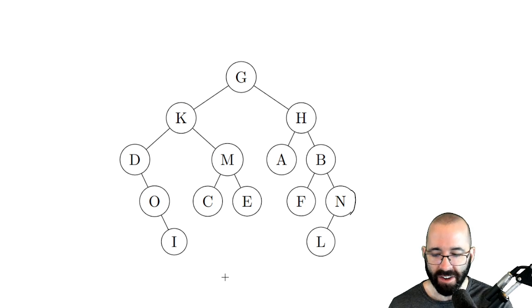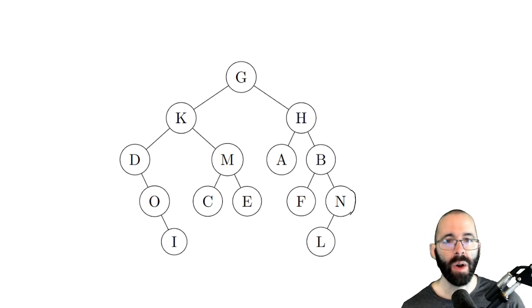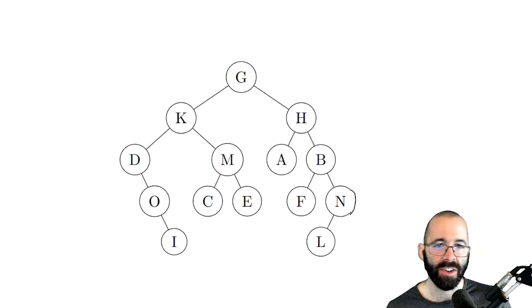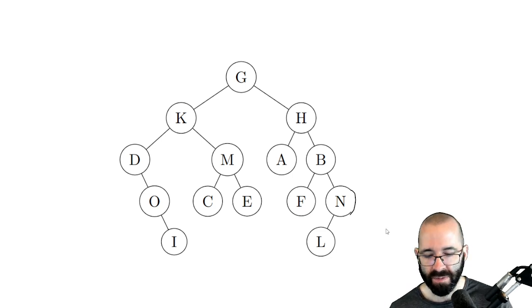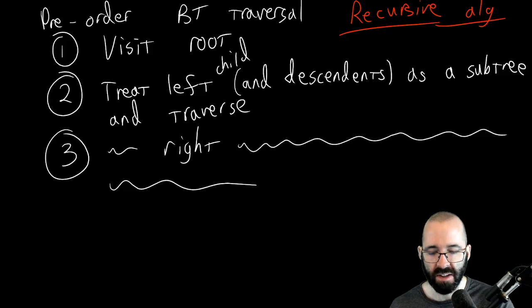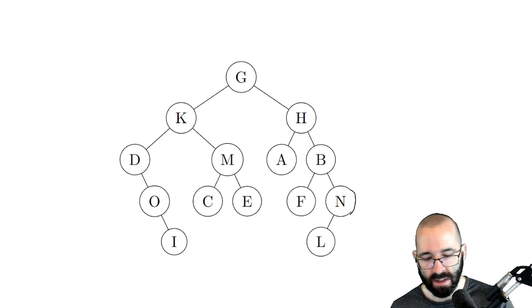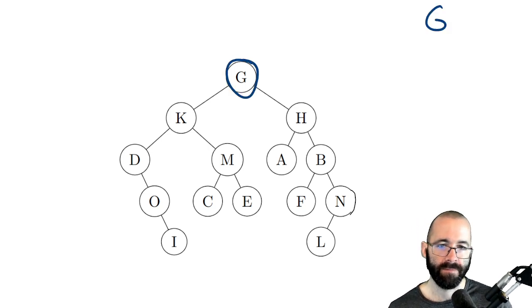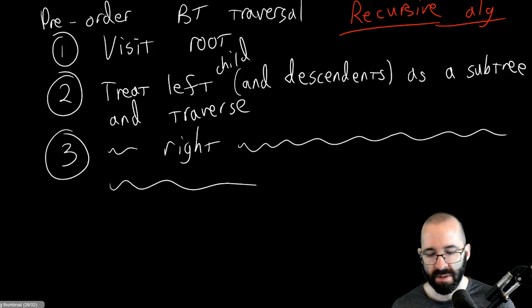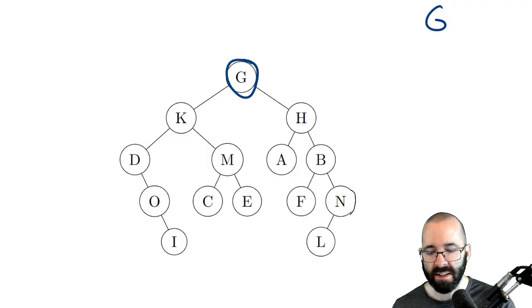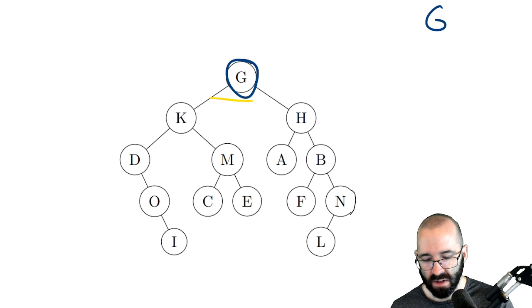Let's traverse together. If you're feeling bold, go ahead and pause the video and try it all on your own. Or if you want to see the first few steps, let's do it together. So the first step is to visit the root. What's the root of this tree? It's G. We have visited G. What's the next step? Treat the left child and its descendants as a subtree, and then we traverse.